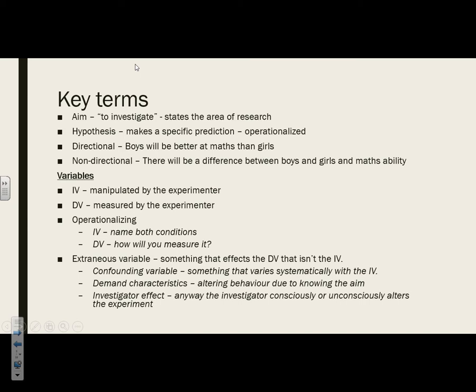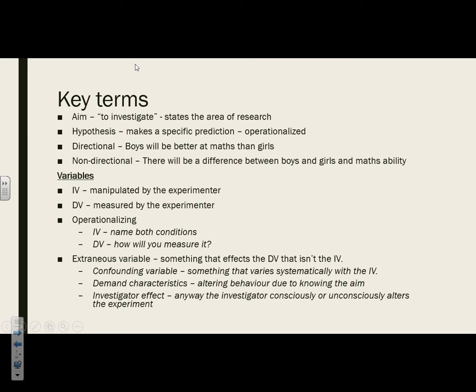And then demand characteristics, you all know this one, altering behaviour due to knowing the aims. So you can either have the good participant effect or the screw you effect. Good participants want to help the experimenter find out exactly what they want to find. Screw you effect, they don't want to help, they want to do the complete opposite, they want to make it difficult. Either way, it's something that's affecting the DV that isn't the IV. So it's not whether it's gender or not, it's whether they're experiencing demand characteristics or not.